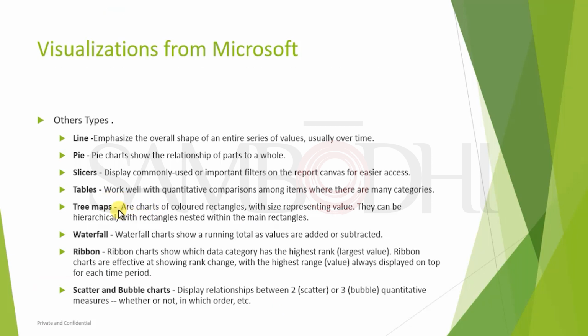Tree maps. Tree maps are charts of colored rectangles with size representing the value. They can be hierarchical, with rectangles nested within the main rectangles. Let's have a look and experiment with how these tree maps work.